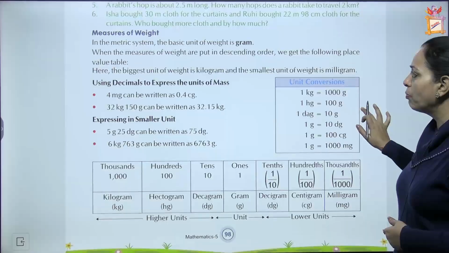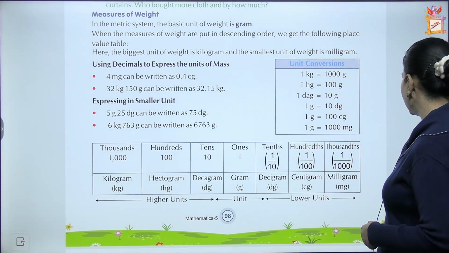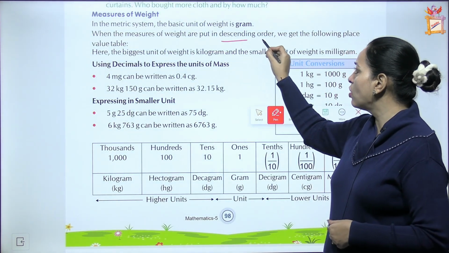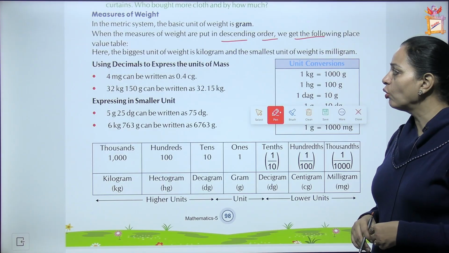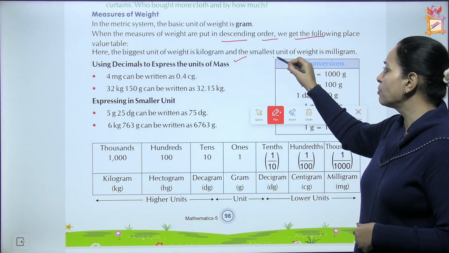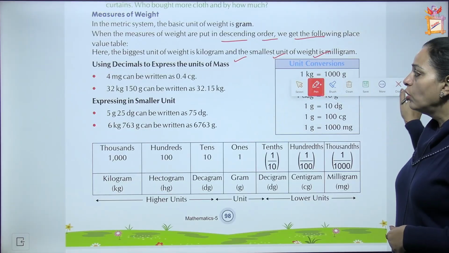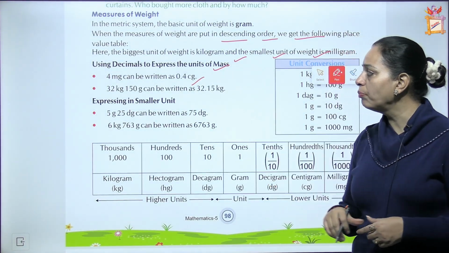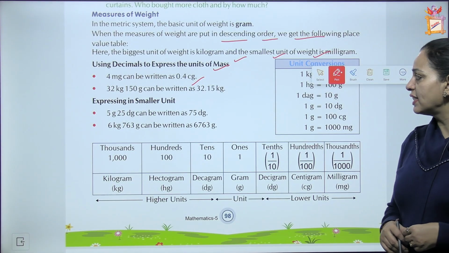Next we are talking about measures of weight. In the metric system, the basic unit of weight is gram. When the measures of weight are put in descending order, we get the following place value table. Here the biggest unit of weight is kilogram and the smallest unit of weight is milligram. So using decimals to express the units of mass, like 4 milligram, we can write 0.4 centigram.